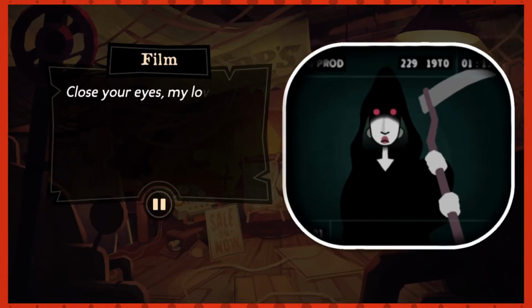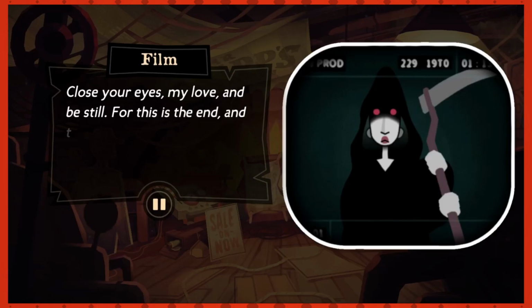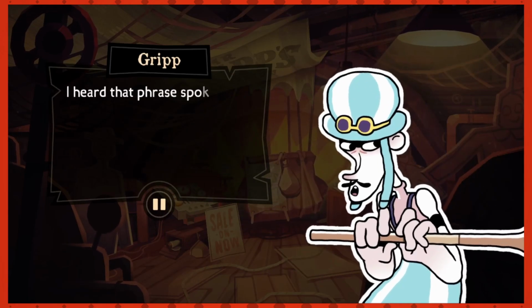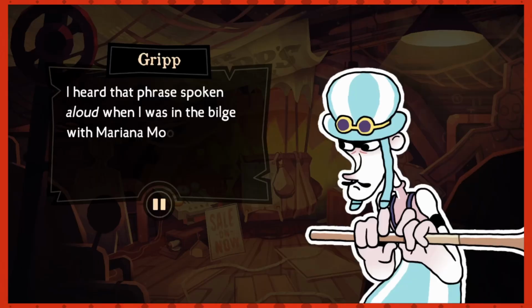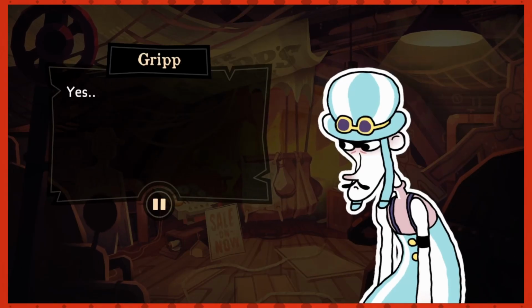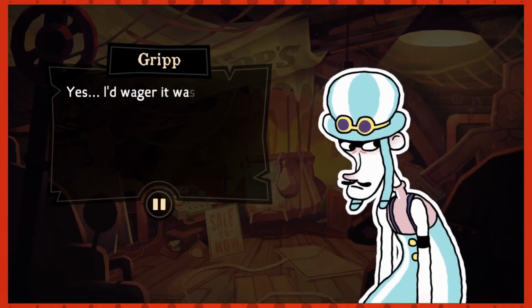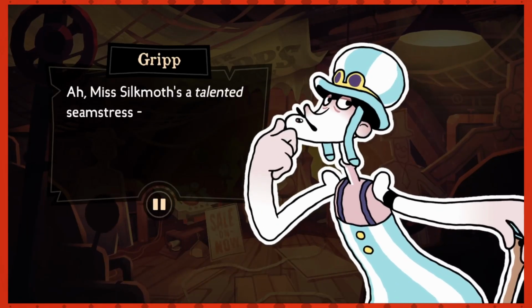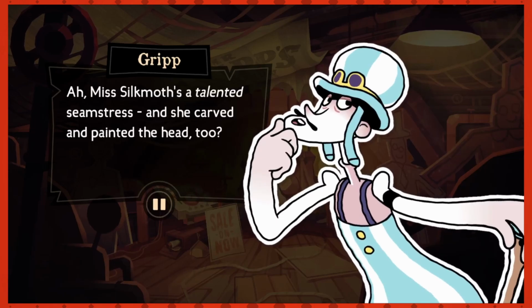Close your eyes, my love, and be still, for this is the end and the beginning. That phrase. I heard that phrase spoken aloud when I was in the bilge with Mariana Moon. And this was around the time of the murder. Yes, I'd wager it was. Alice was a talented seamstress, and she carved and painted the head too.